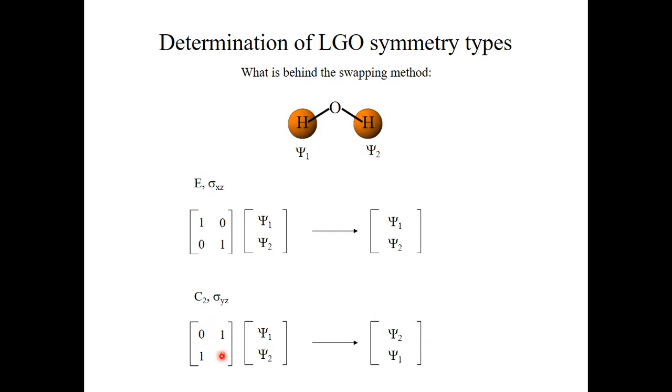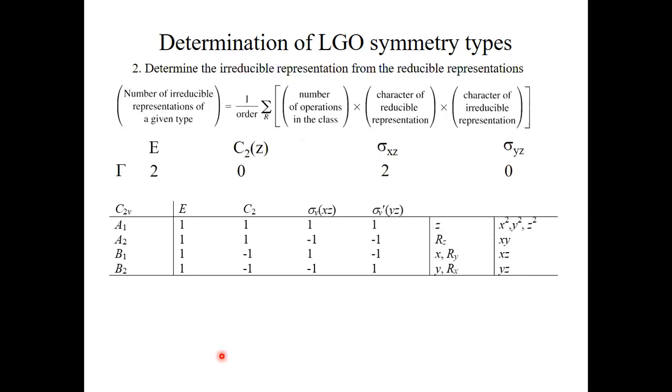The orbital swapping method is an easy way to determine the characters on the trace of the matrices that represent the symmetry operations that convert the wave functions. Okay, so now we have determined the reducible representation. Now we have to determine the irreducible representations that, when added up together, give the reducible representation. Okay, so once we have the irreducible representations, we know the symmetry type, because we know this symmetry type is always associated with a certain irreducible representation.